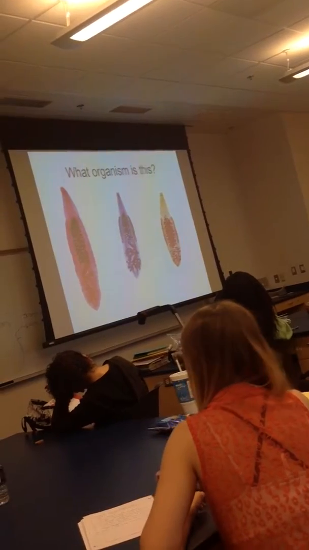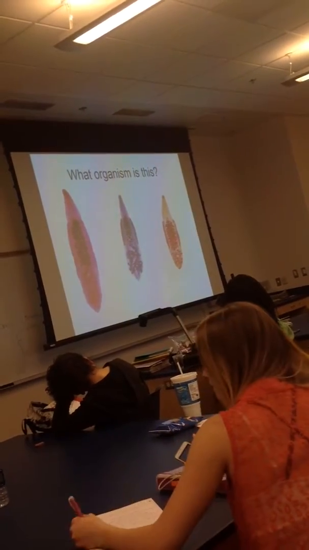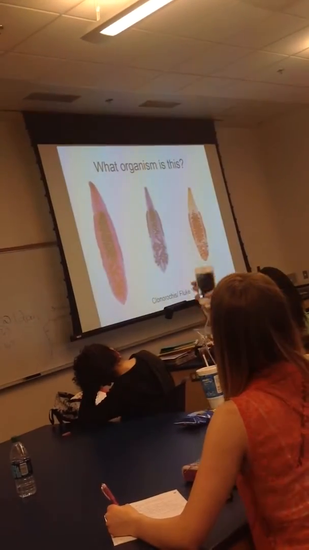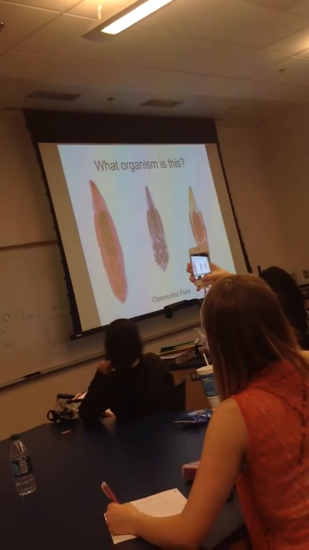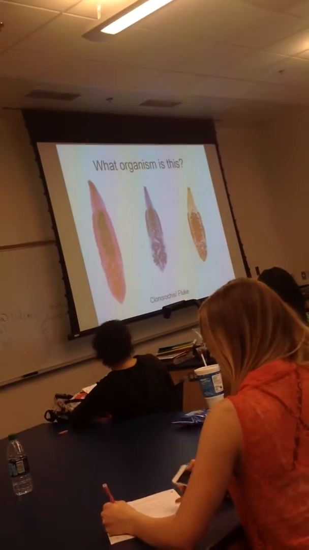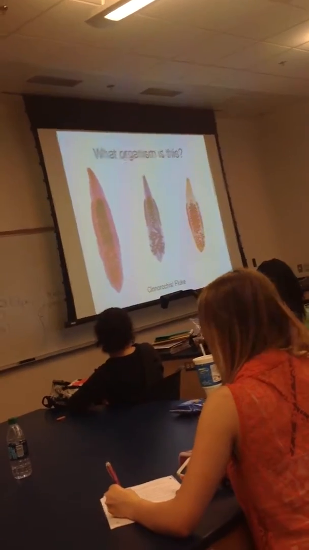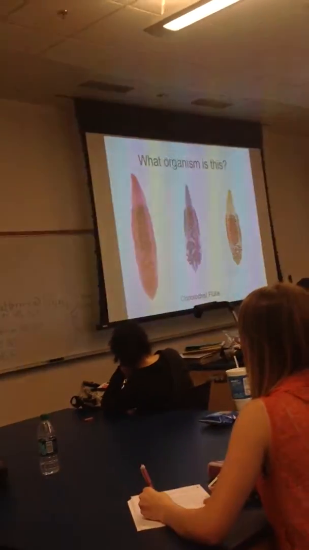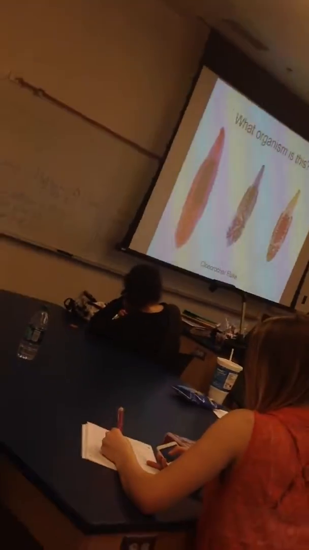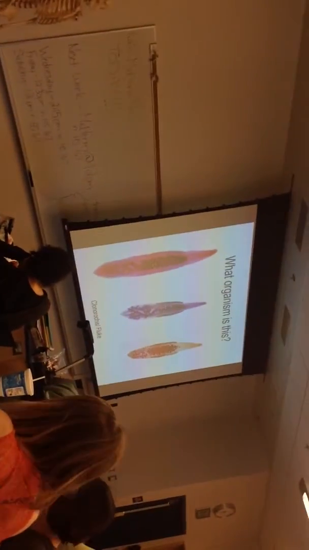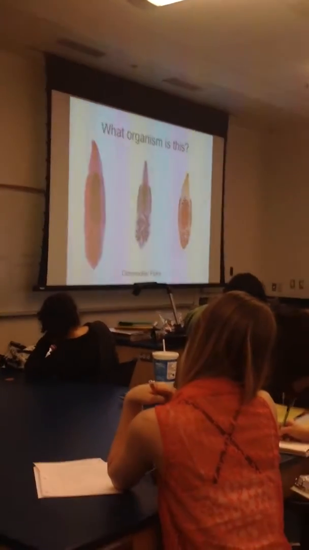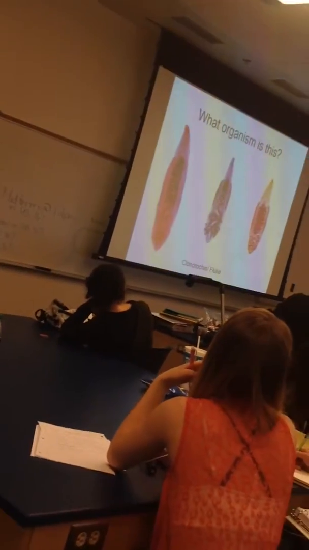What is this? Clinorchus, or your Chinese liver fluke. How did we know it was Clinorchus? I know some of you know because you sketched it, so it's easier for you. But how do we know it's Clinorchus or the fluke? Its shape, okay. How else do we know?